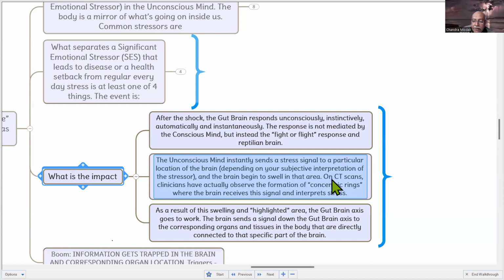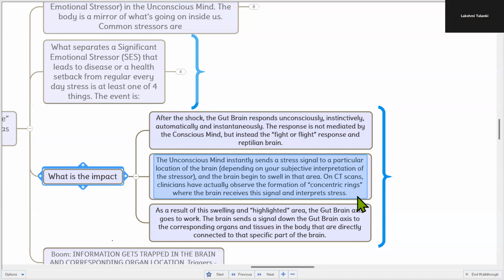Now, on CT scans, clinically, you can observe the formation of rings. That means it has become a ripple, where the brain receives the signal and interprets stress. That is why it is swelling, right?